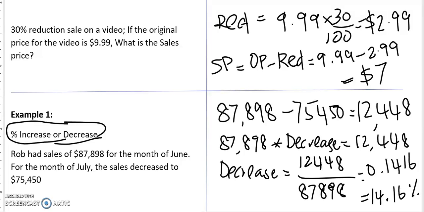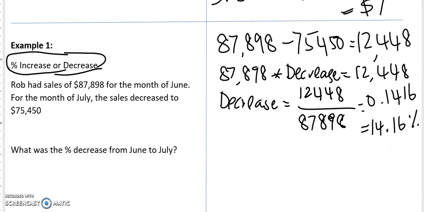I simply multiplied 0.1416 by 100. To convert a decimal to a percentage, I need to multiply it by 100. So 0.1416 times 100 becomes 14.16. So the decrease is 0.1416, and converting it is 14.16%. That is basically the decrease from June to July.